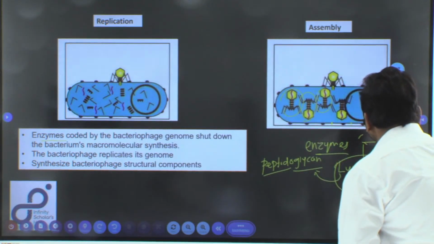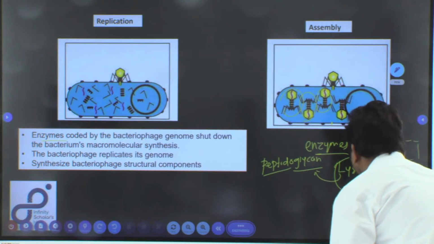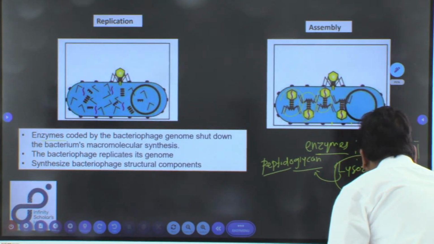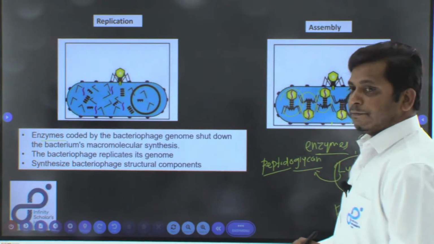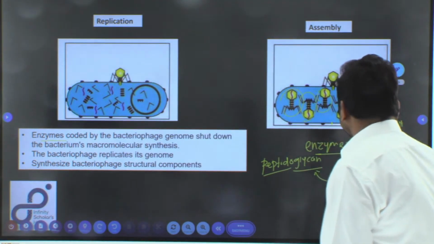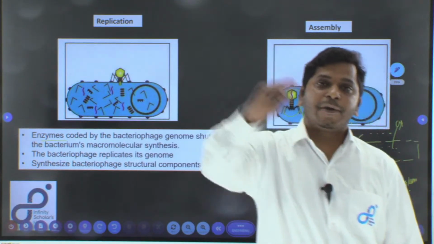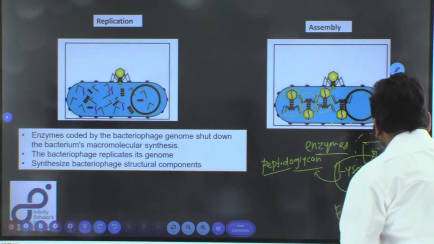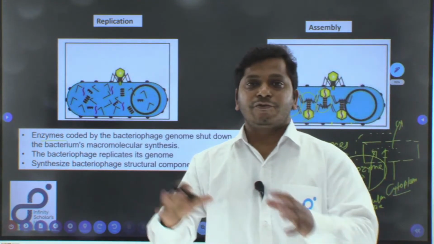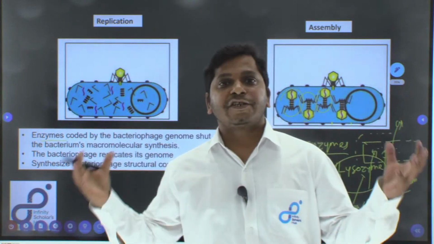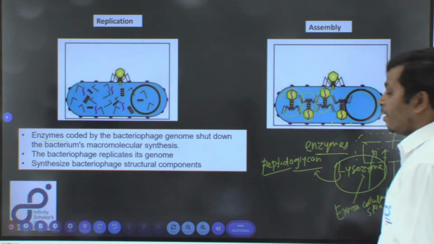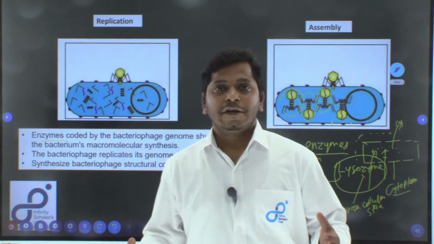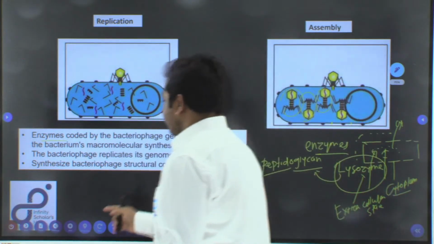But outside the bacteria is the extracellular space, and the extracellular space contains water. So the water potential here is always higher, and water always moves from the higher water potential to the lower water potential. So what will happen now? Water will move from the outer space into the bacterial cell, and the bacterial cell will now burst completely. As the bacterial cell bursts, the bacteriophages which are present inside the bacterial cell will come out and infect new bacteria. That is the next step.